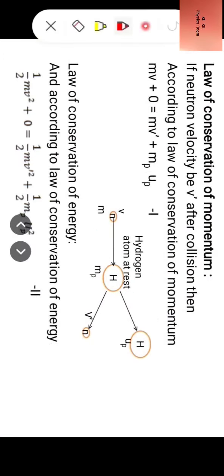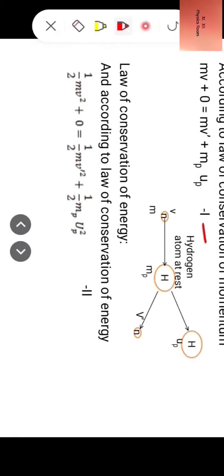Now we are to apply the law of conservation of momentum. If the neutron velocity is v dash after collision, then according to the law of conservation of momentum, we have mv plus 0 is equal to mv dash plus mp into up. Let us mark it as equation 1. Now we apply the law of conservation of energy, and according to it, we have half mv square plus 0 is equal to half mv dash square plus half mp up square. Let us mark it as equation 2.